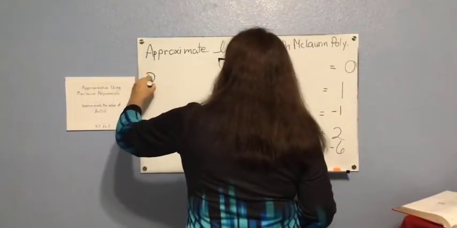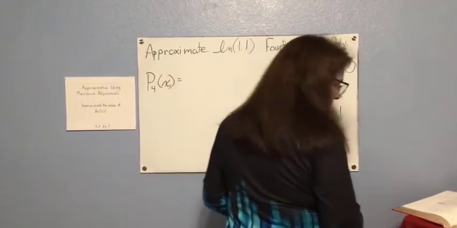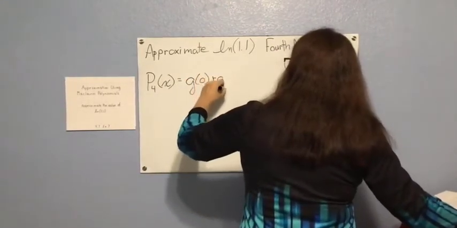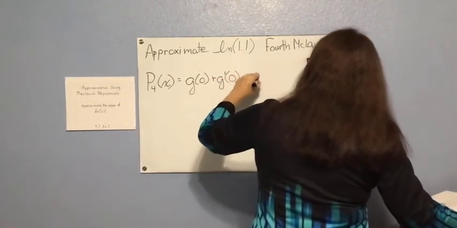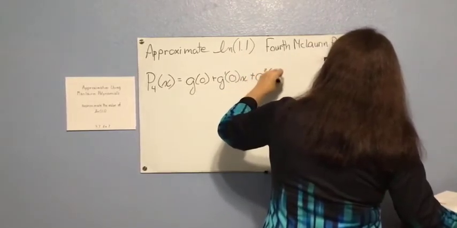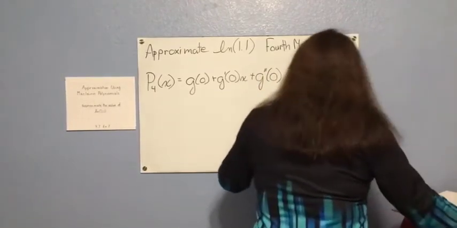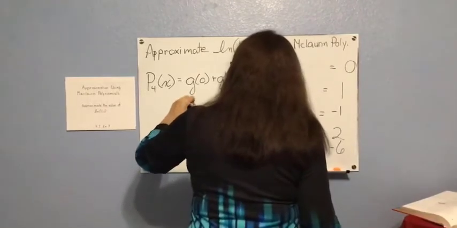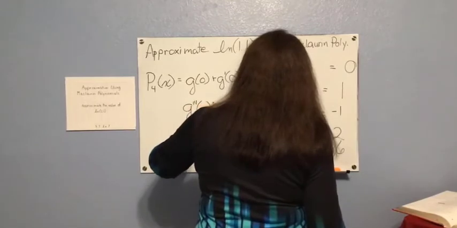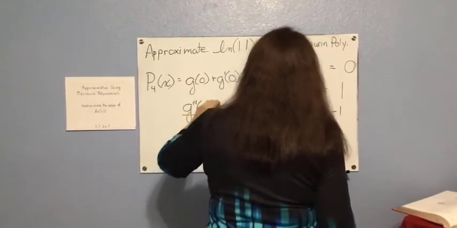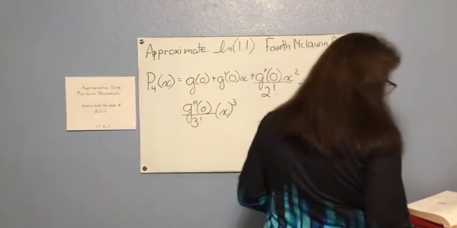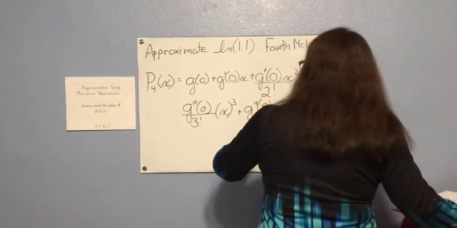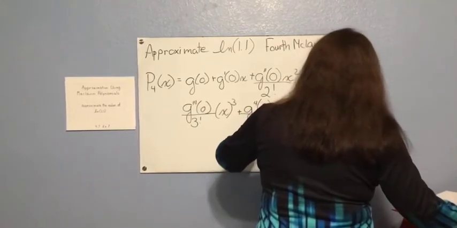So now, P4 of x, following our format, g of 0 plus g prime of 0 x plus g double prime of 0 times x squared over 2 factorial plus third derivative over 3 factorial times x cubed plus the fourth derivative over 4 factorial times x to the 4th.